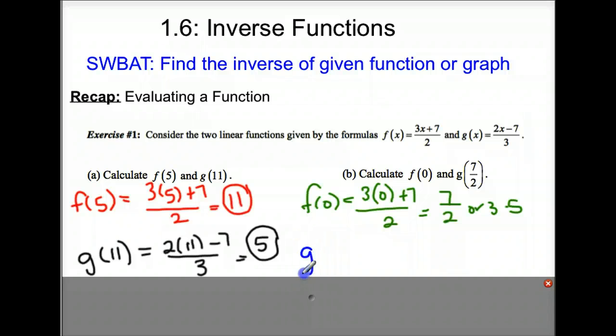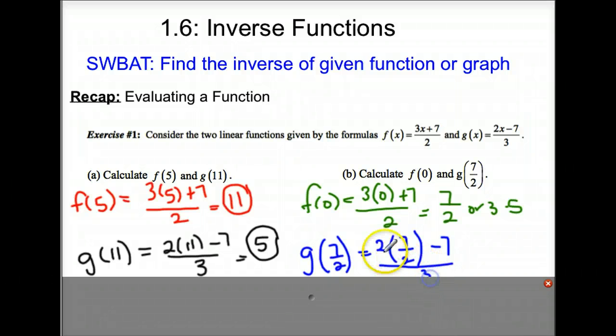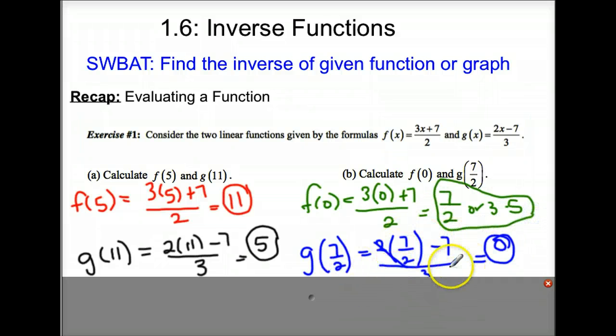Now, g of 7 over 2 is equal, I'm using my g function, (2 times 7 over 2 minus 7) all over 3. My 2's cancel. This becomes 0. So, if you're not sure on how to do this for the second one with the fraction, enter this in a calculator. It should look exactly the way it is.